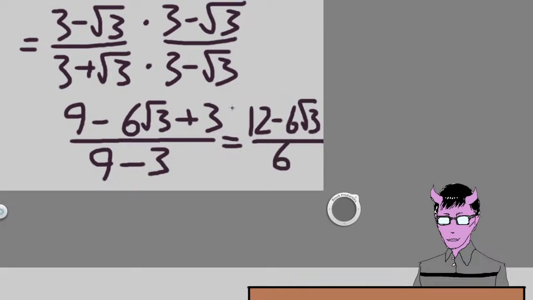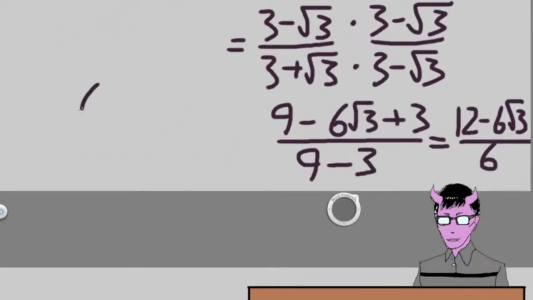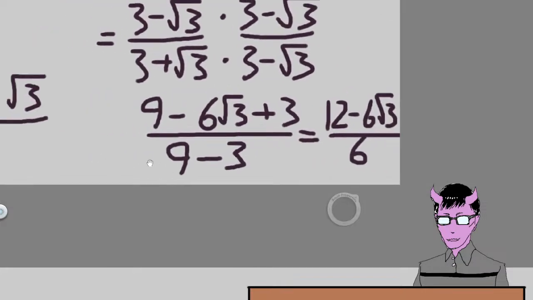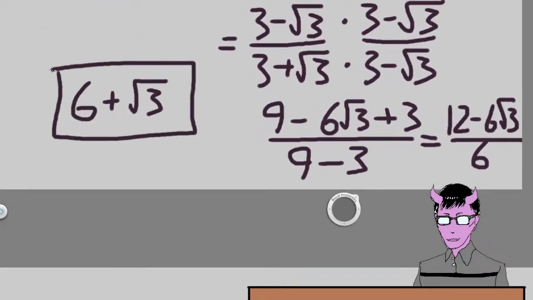Just kidding, not the final simplification. Terms on top and terms on the bottom are divisible by 6. So final answer, 6 plus root 3 over 1. And that should be it. I hope that's correct.